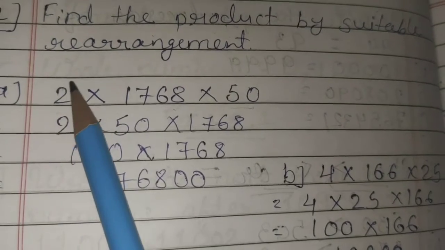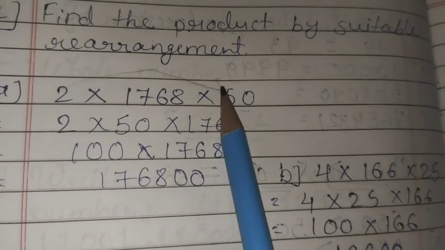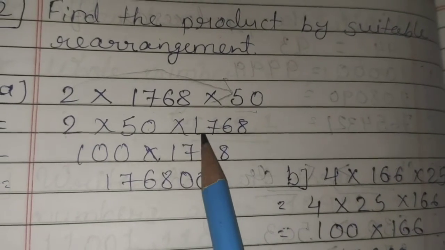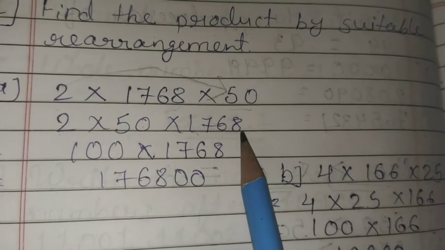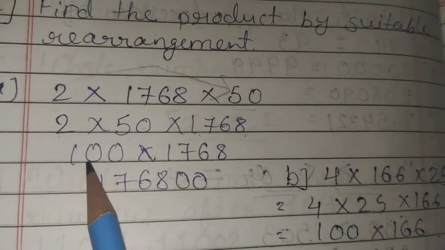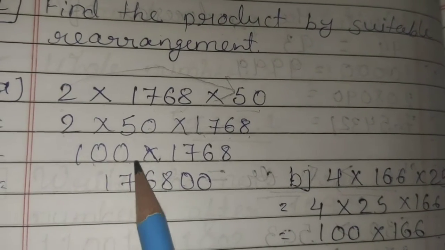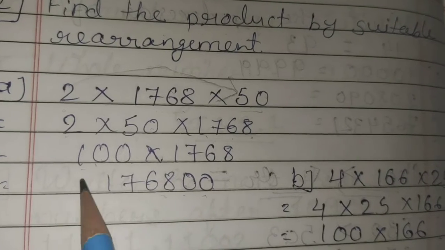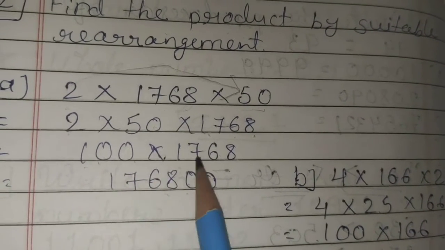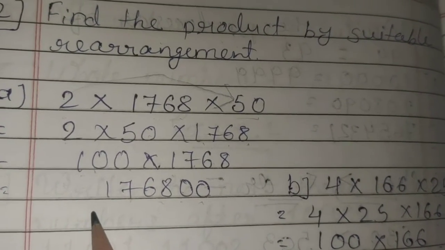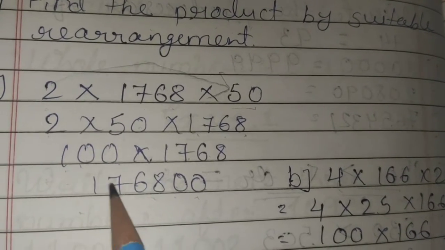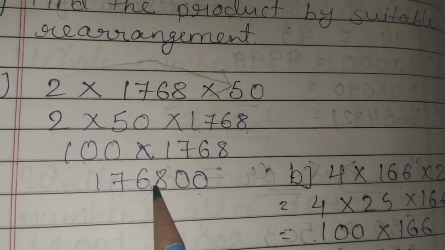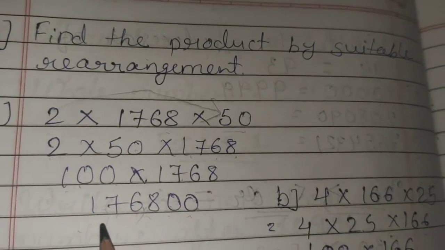So we are taking these two numbers first. 2 multiplied by 50 and then multiplied by 1768. So 2 fifties are 100, 2 zeros of 100, 1 eight is 8, 1 six is 6, 1 seven is 7, 1 one is 1. So what is your answer? 1,76,800.